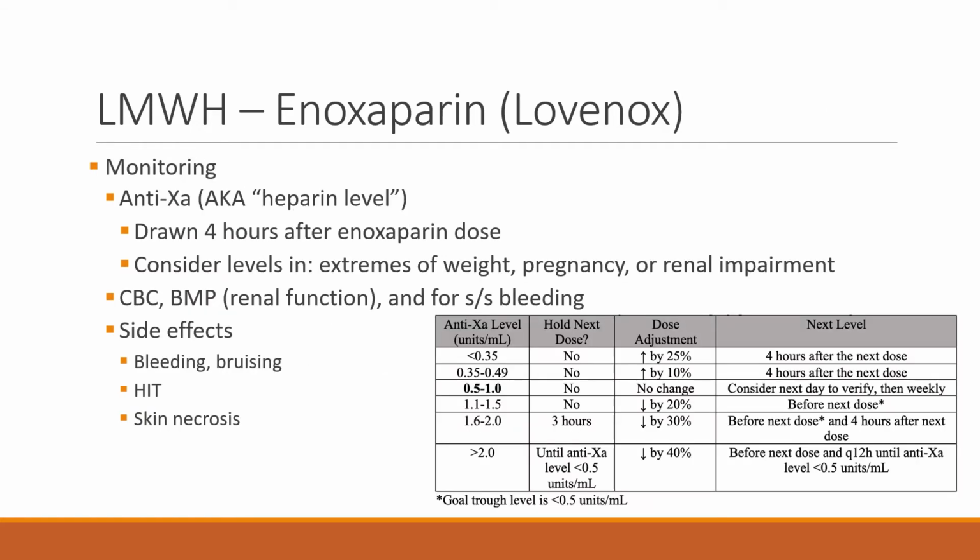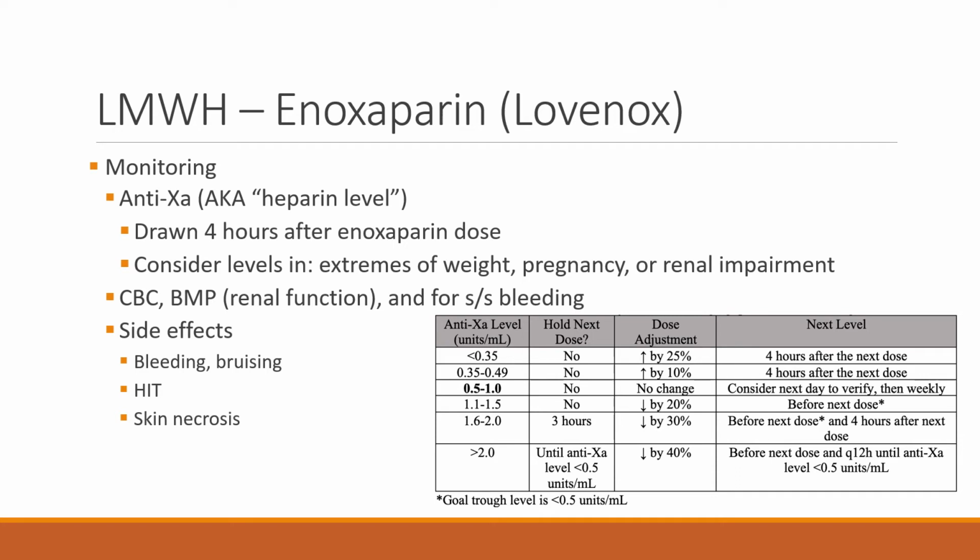So monitoring for low molecular weight heparin, specific for enoxaparin or Lovenox, again, which is the one you're going to see most often, you can actually monitor anti-10A, or what we call in the pharmacy world a heparin level. And usually this is drawn 4 hours after an enoxaparin dose. We usually prefer to draw it after 2 or 3 doses have been given. Obviously, this is more common in patients that are receiving treatment dose Lovenox. And in patients that have extremes of weight, so if they're really tiny or they're morbidly obese, if they're pregnant, or if they have severe renal impairment, then these 10A levels are more reasonable. Usually we don't do this in all patients receiving Lovenox for VTE treatment.